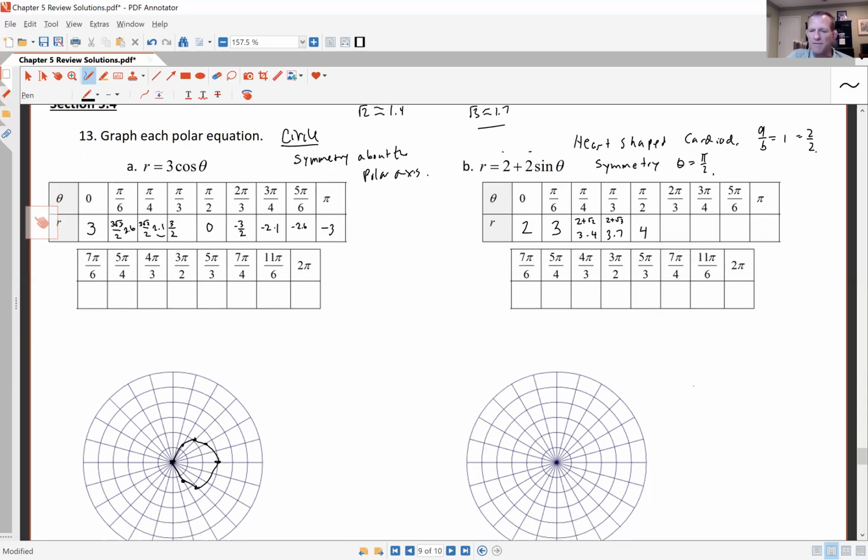All right, so let's see what we have so far. At 0, we're at 2. At pi over 6, we're at 3. At pi over 4, we're at 3.4. At pi over 3, we're at 3.7. At pi over 2, we're at 4.